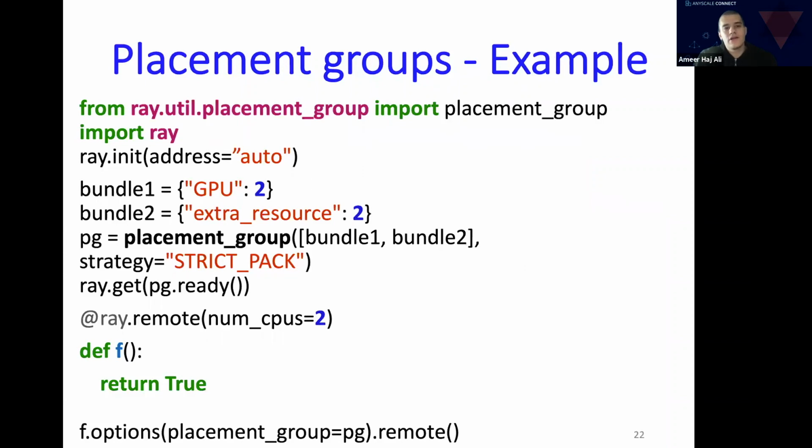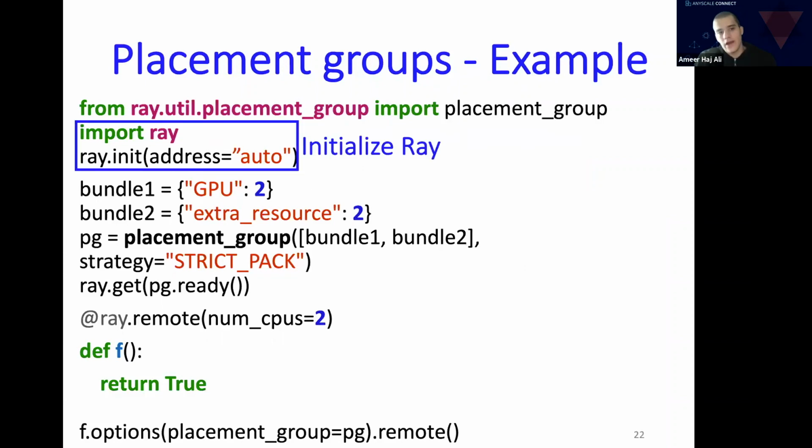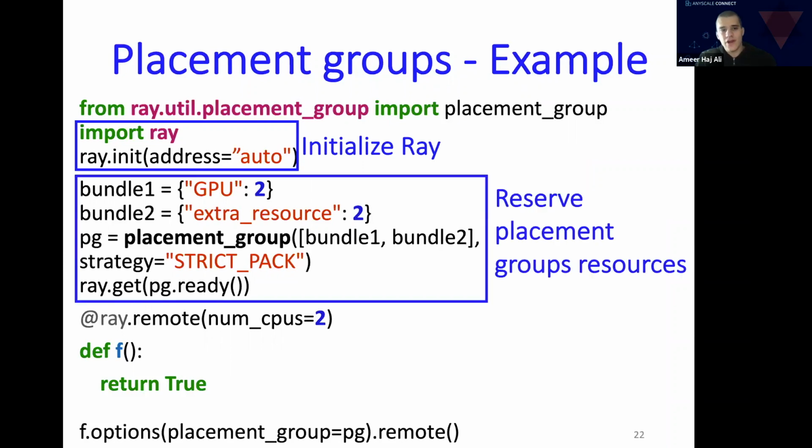So what we have here is, we import Ray, and then we are initting Ray to connect to the default address, basically to the cluster we're running on. Then we're defining 2 bundles, bundle 1 and bundle 2. First one is 2 GPUs. Bundle 2 is basically extra resource 2. And we're defining a placement group with these 2 bundles.